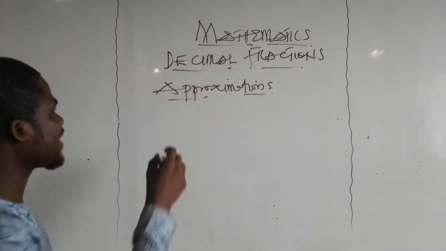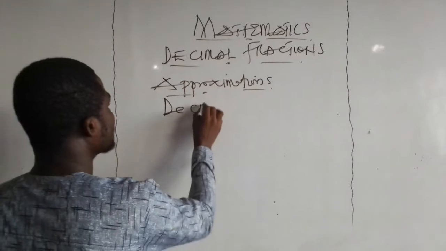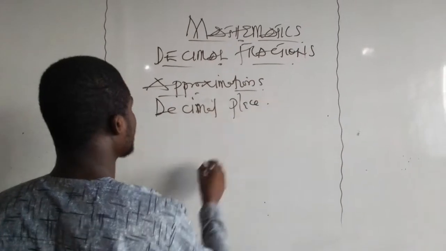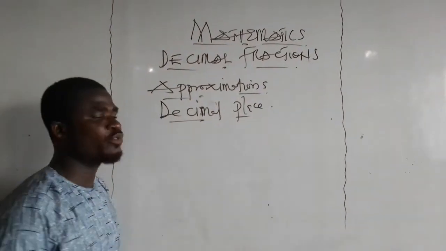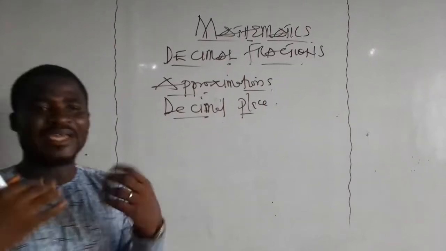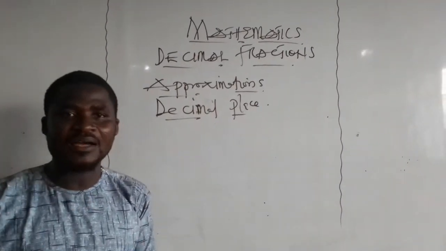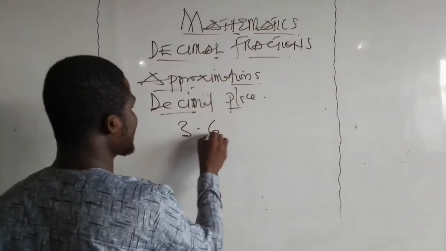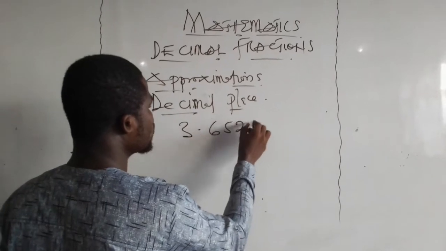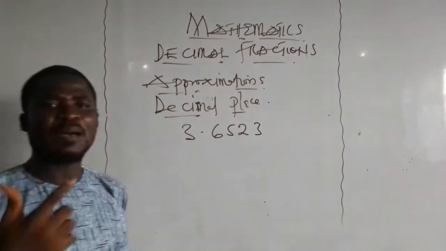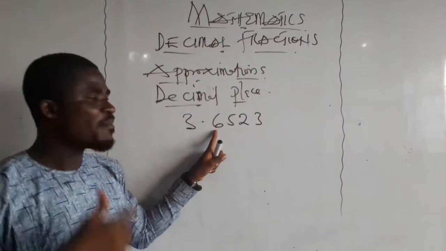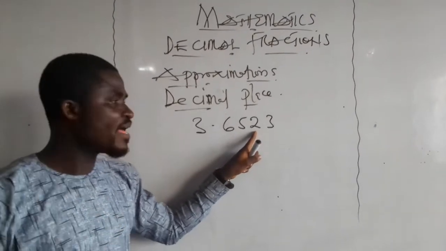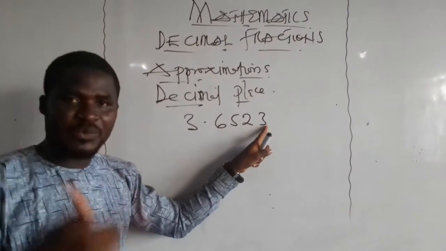So today we are going to look at decimal place. When we talk about decimal place, we are talking about digits or numbers after the decimal point. So take note. If I write 3.6523, my first decimal place is the 6. My second decimal place is the 5. My third decimal place is the 2. And my fourth decimal place is the 3.